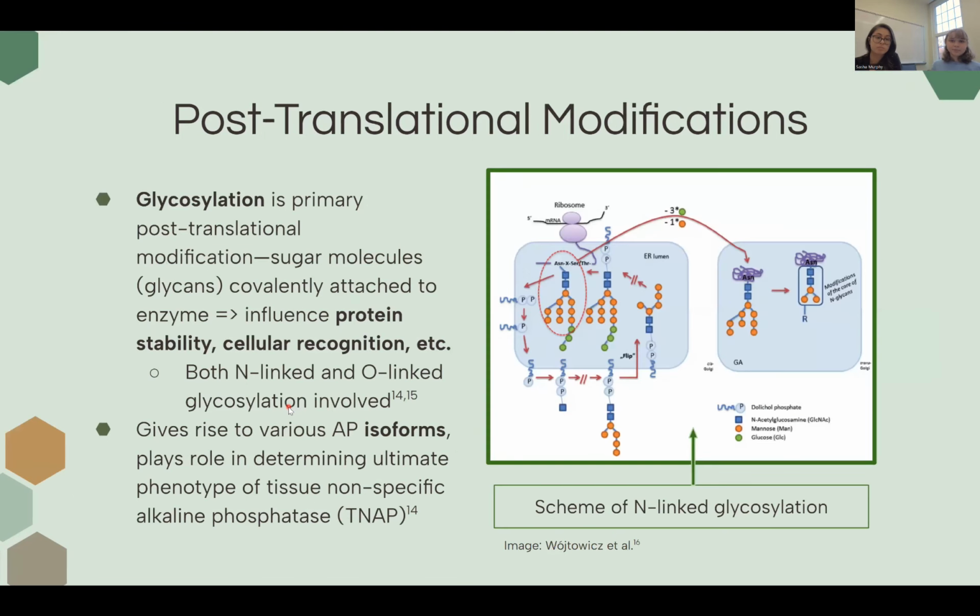So looking at the sequence and then counting, we can see that the reported cleavage sites align with the predicted cleavage sites. It's important to also note that glycosylation is a really important post-translational modification that AP undergoes, as it's what gives rise to the various alkaline phosphatase isoforms that we discussed specifically. Both N-linked and O-linked glycosylation are at play here, and this is just a generic scheme of what N-linked glycosylation might look like at the cellular level.